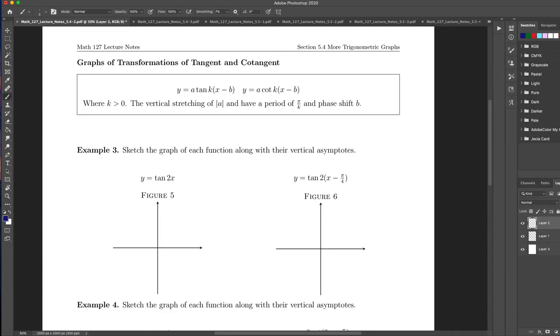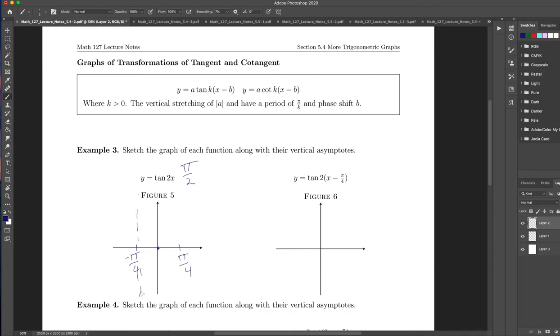Alright, so the first thing we want to do is graph tangent of 2x. It just looks a lot like tangent, except everything's the same except for the period. So the period is pi over 2. So pi over k, where k here is 2, and so we have pi over 2. And so that means it only takes half of pi over 2, from minus pi over 4 to pi over 4, to run through this thing.